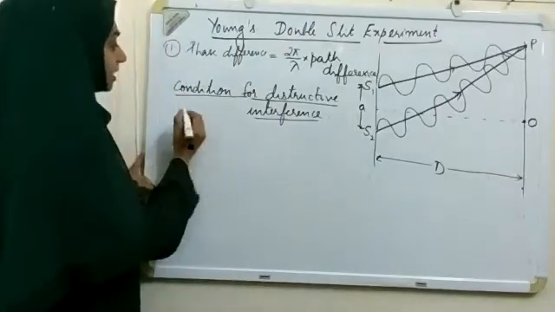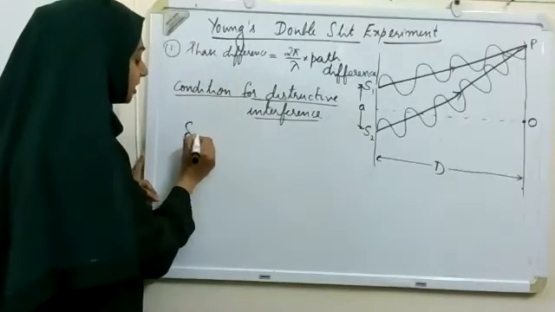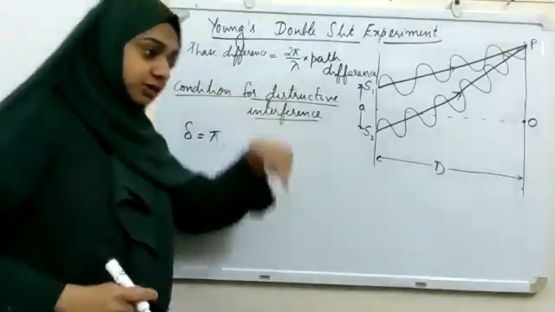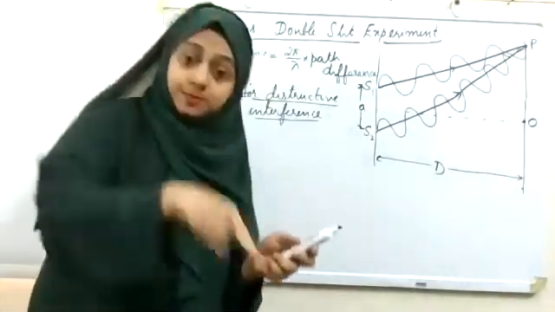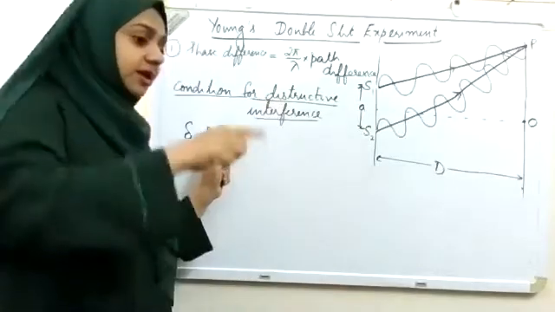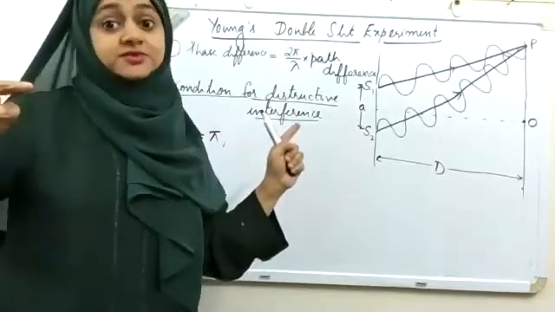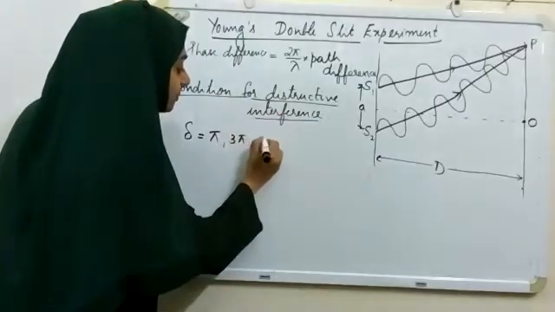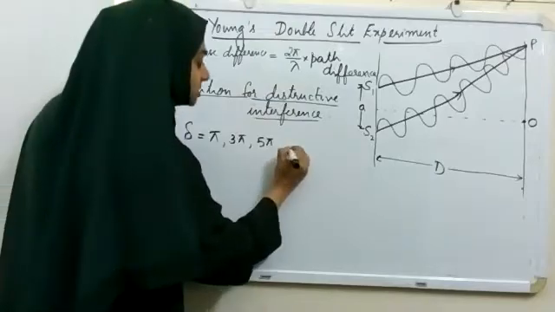So here the condition for destructive interference is that the phase difference delta should be equal to pi. You know, the trough again comes when it is 3 pi. So every 2 pi the wave repeats. When it is pi the trough starts coming, and again when it is 3 pi the trough starts coming. So at every odd multiple of pi, there will be destructive interference.